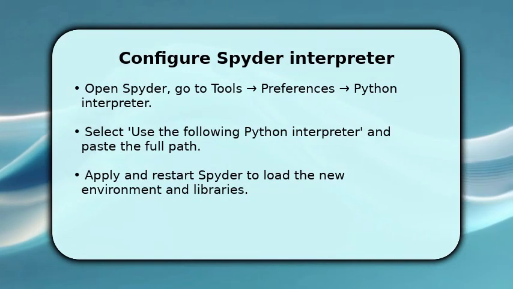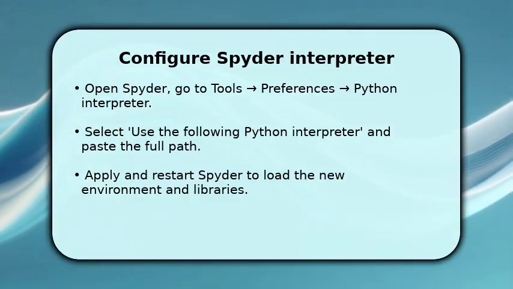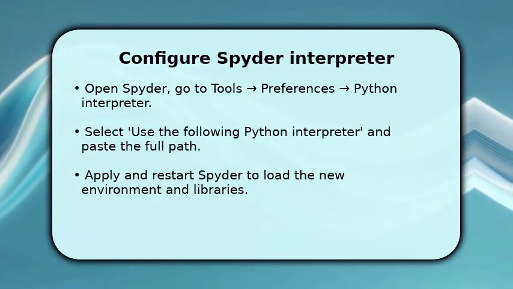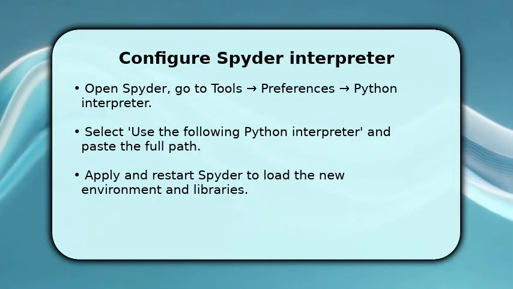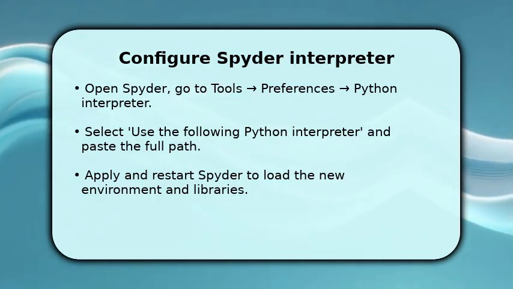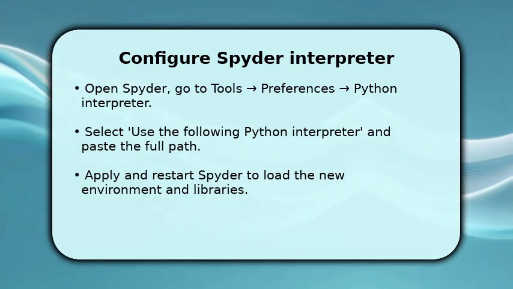Open Spyder and navigate to Tools, then Preferences, then Python Interpreter. Use the following Python interpreter and paste the interpreter path you verified earlier. If you use a conda env, ensure the env is activated or that the path points to the env's Python executable. Click Apply. Spyder will warn about restarting the kernel.